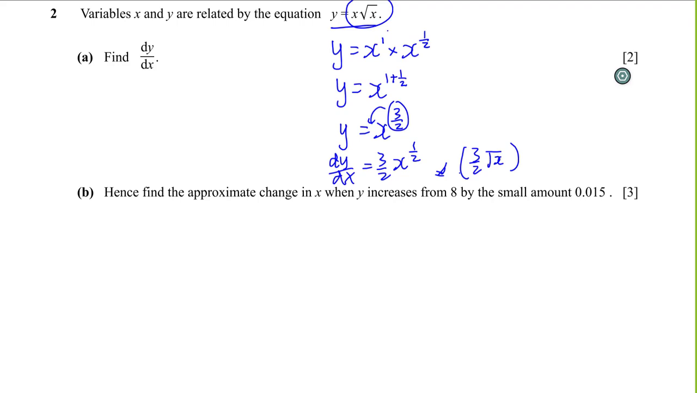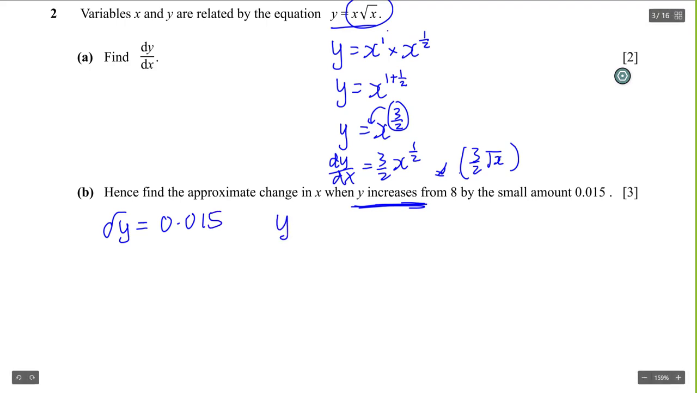Okay, because normally in the small change topic, the question will actually give you the change of x, but sometimes like this, they will give you a change of y because they tell you y is increasing. So therefore, I know the change of y is from a and add this small little amount, so 0.015 is the change of y, isn't it? So therefore, you should know the original value of y is equal to a.